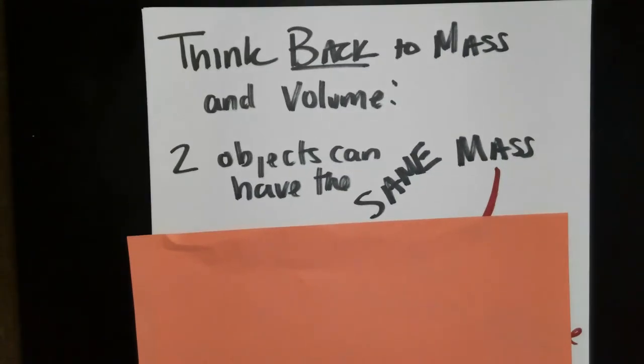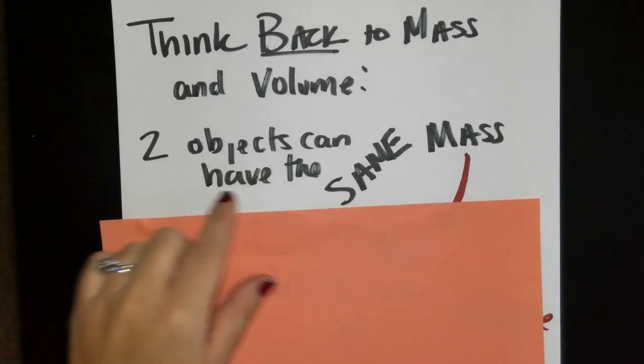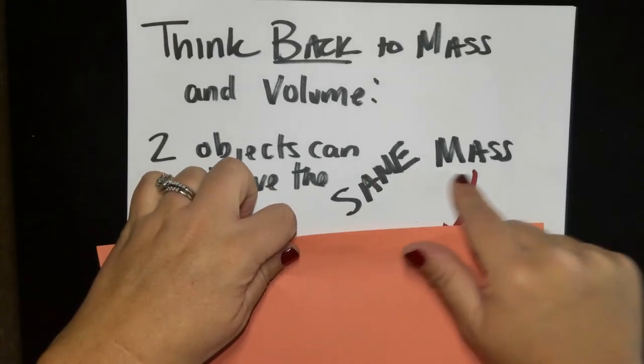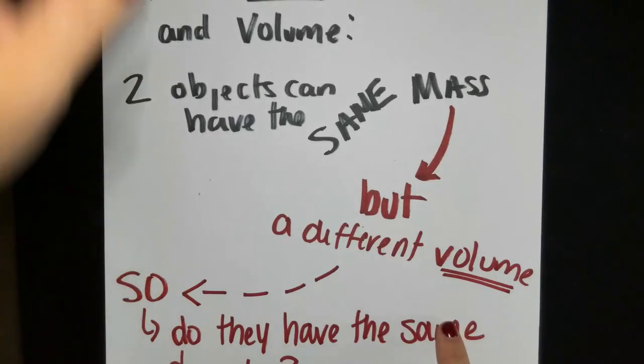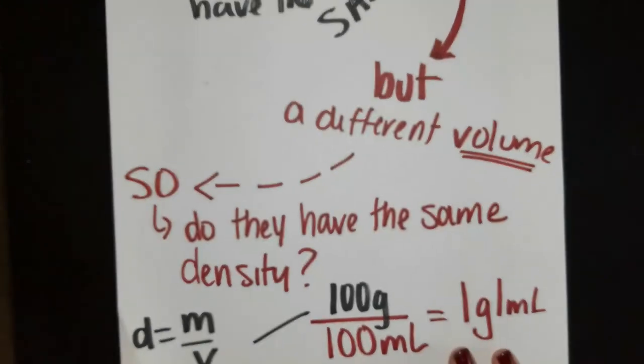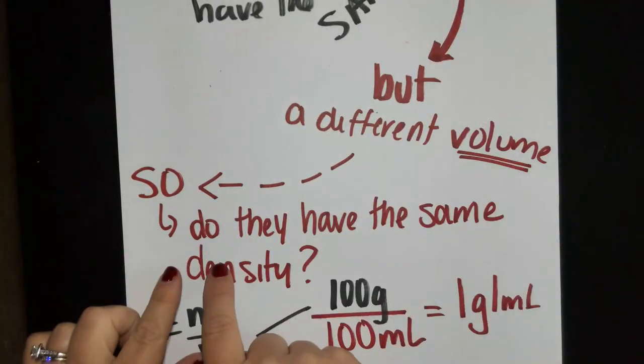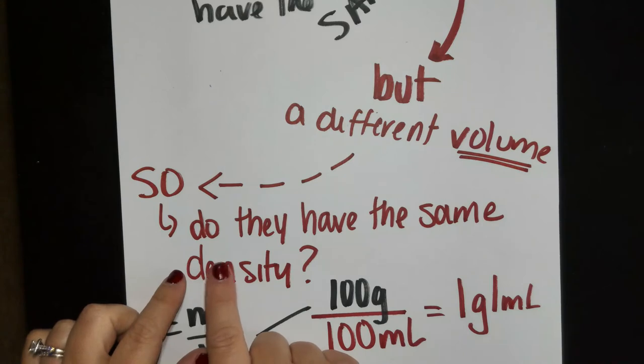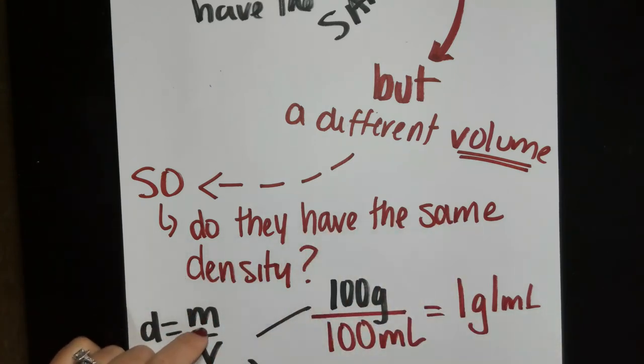So let's think back to mass and volume. Two objects can have the same mass, but different volumes. Okay. They can have the same mass, but different volumes. So we have to think to ourselves, will they have the same density?